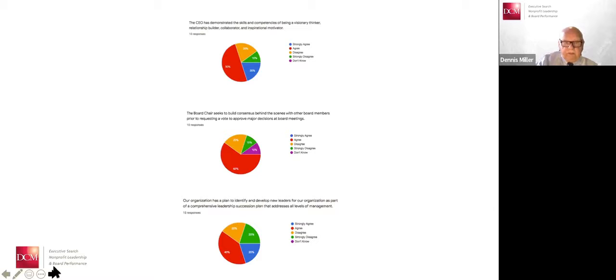Our organization has a plan to identify and develop the leaders for our organization, the succession planning and everything like that. A little bit of a mixed bag. So this goes to show you a snapshot. We can break it down between leadership and board, but it just gives you a sample of the many, many kinds of questions one gets.